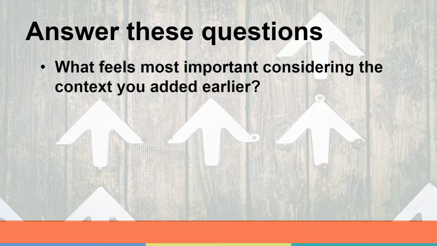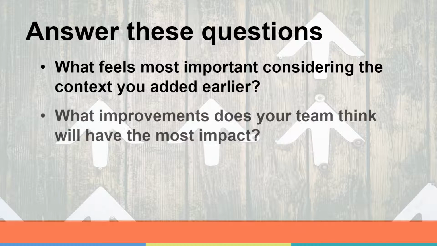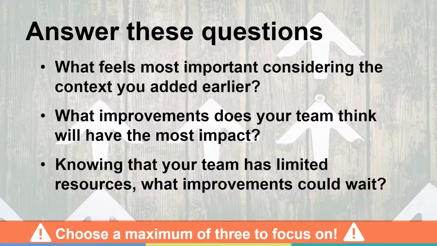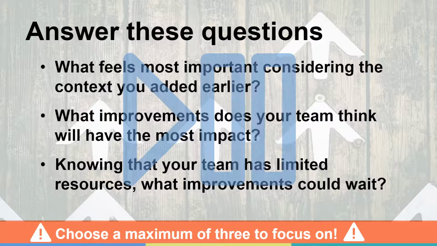What feels most important considering the context you added earlier? What improvements does your team think will have the most impact? Knowing that your team has limited resources, what improvements could wait? Pause and discuss these questions with your team. After the discussion, record the top improvement areas that emerged. We recommend that you choose a maximum of 3 to focus on for your improvement planning. Once you have identified your top improvement areas, you can resume the video and move to the next step.